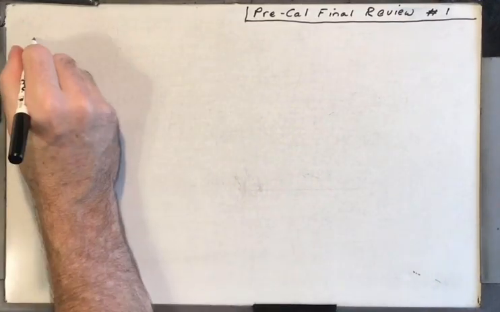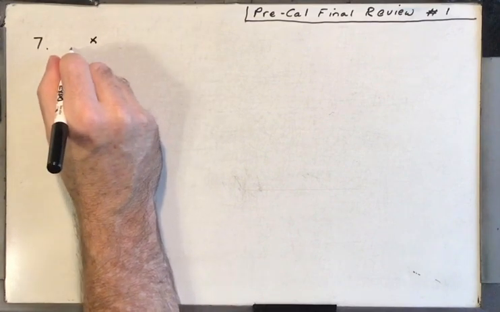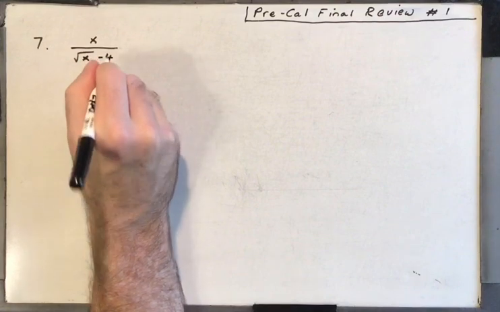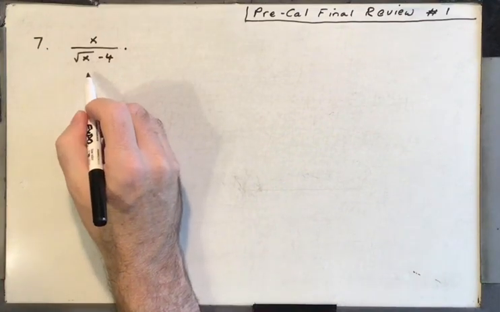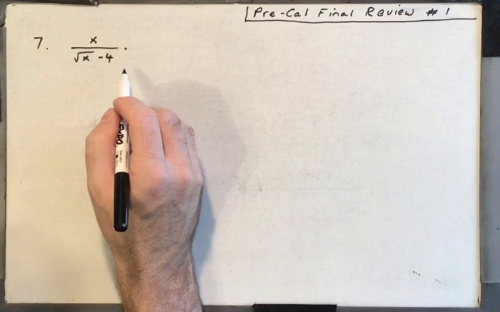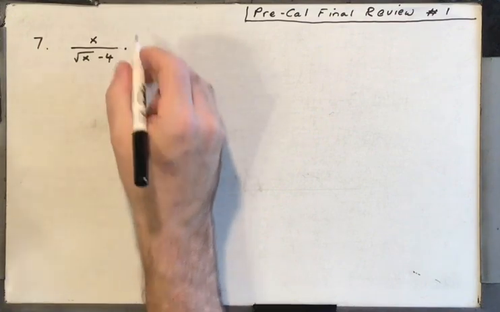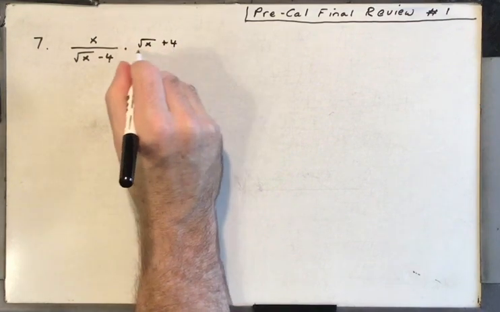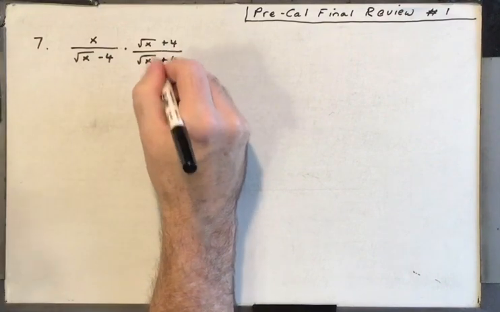All right, number 7. We want to rationalize x over the square root of x minus 4. Now, we have to multiply. We're trying to get the radical out of the denominator. So what we do is multiply by a clever version of 1 to get rid of the radical. And that clever version of 1 is the conjugate. Square root of x plus 4 over the square root of x plus 4.